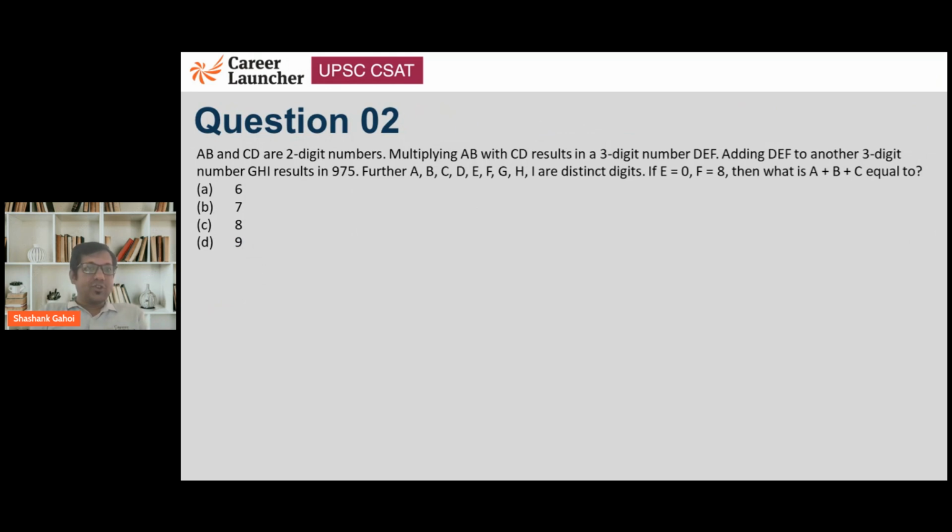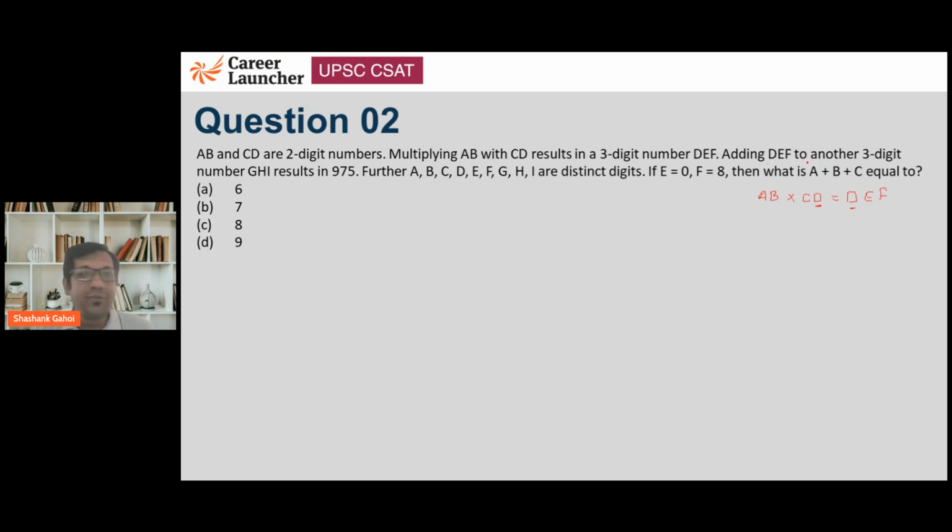What does it say? It says AB and CD are two-digit numbers. Multiplying AB with CD results in a three-digit number DEF. That's the tricky part. So I am going to say that AB into CD is equal to DEF. An important point is that this is D, and this is also D. So the second digit of the second number is the first digit of the product. That's a good piece of information given to us.